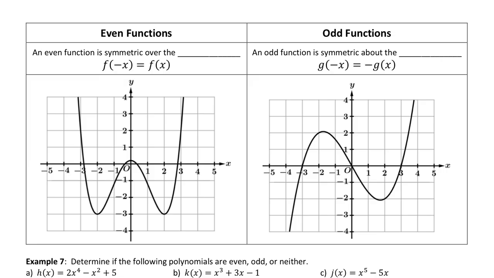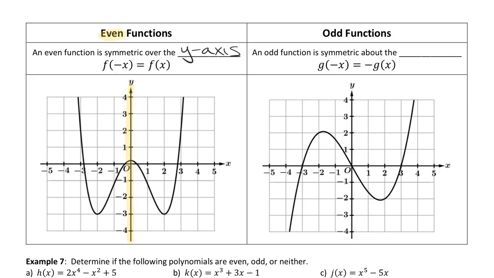Even functions are said to be symmetric over the y-axis. So if we look at this particular function here, it's even because if I highlighted my y-axis and then folded the graph on that y-axis, do you see how one side would fit exactly on the other? That is symmetric about the y-axis, and we would call this an even function.